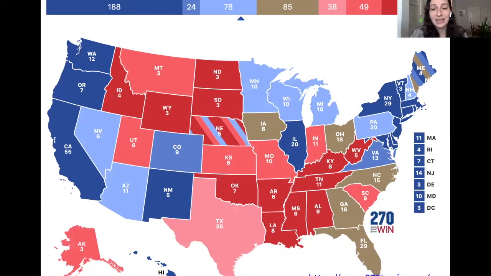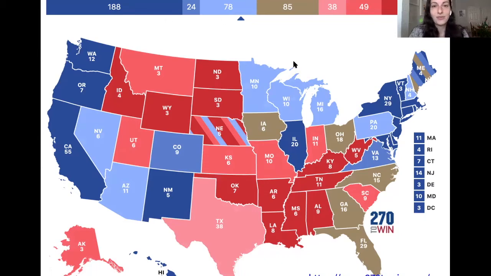Then these deep reds are almost guaranteed. Louisiana is going to send all of its 8 electors to vote for Donald Trump. It doesn't matter if 49% of voters vote for Joe Biden in Louisiana. If 51% of them vote for Donald Trump, then all 8 of those electors will go and vote for Donald Trump. We'll talk about that a little more later and what that might mean.